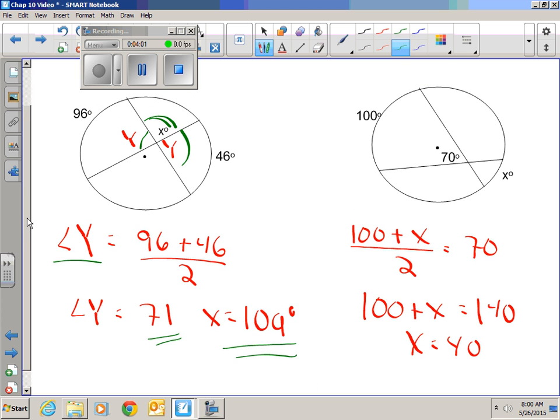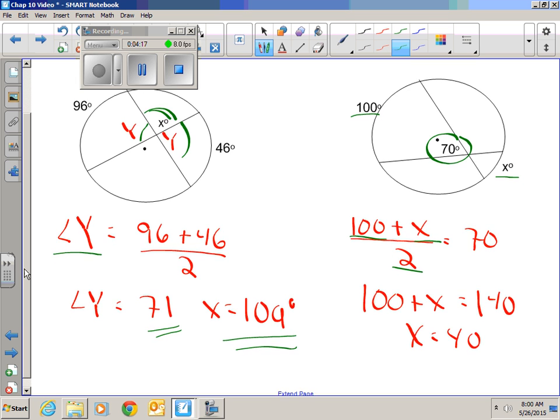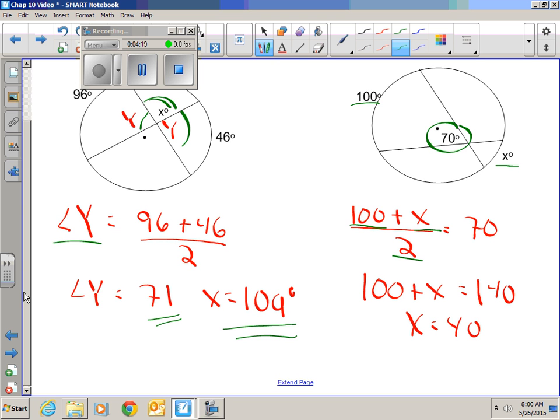Looking at the second one, I know that this angle 70 is equal to the sum of the arcs divided by 2. So 100 plus X divided by 2 is equal to 70. I'm going to multiply both sides of my equation by 2. So I get 100 plus X is 140. Therefore, X is 40.